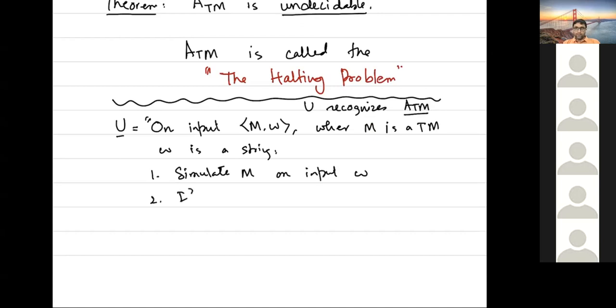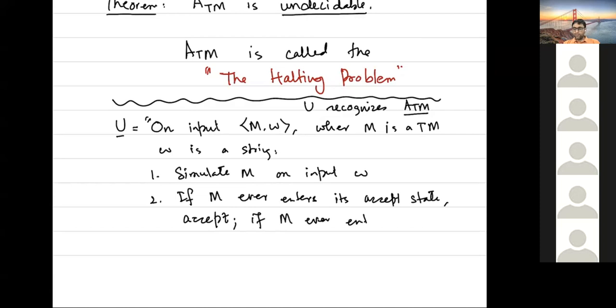If M ever enters its accept state, we accept. If M ever enters its reject state, we reject. Okay. That's it.